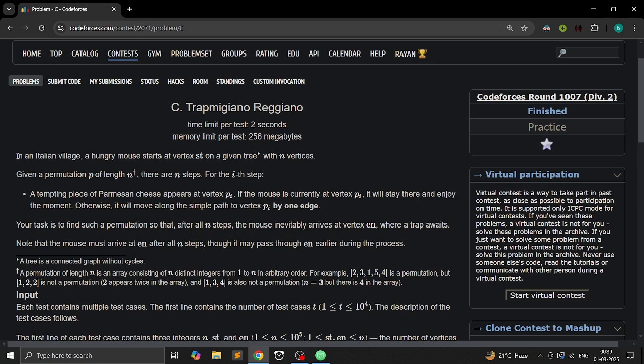Okay. So the problem says, in an Italian village, a hungry mouse starts at vertex st on a given tree with n vertices. Given a permutation P of length n, there are n steps. For the ith step, a tempting piece of cheese appears at vertex Pi. If the mouse is at vertex Pi, it will stay there and enjoy the moment. Otherwise, it will move along the simple path to vertex Pi by one edge.